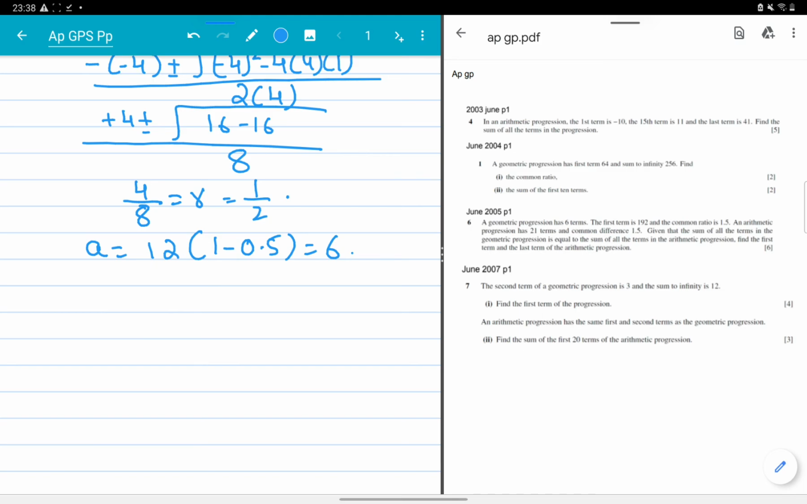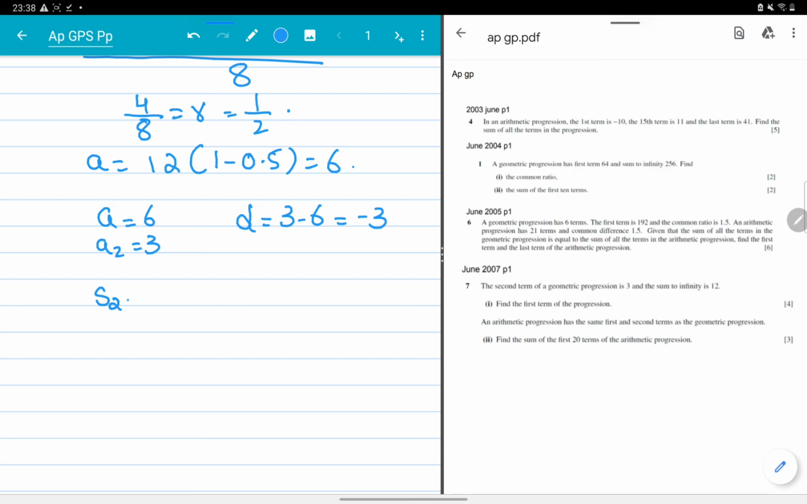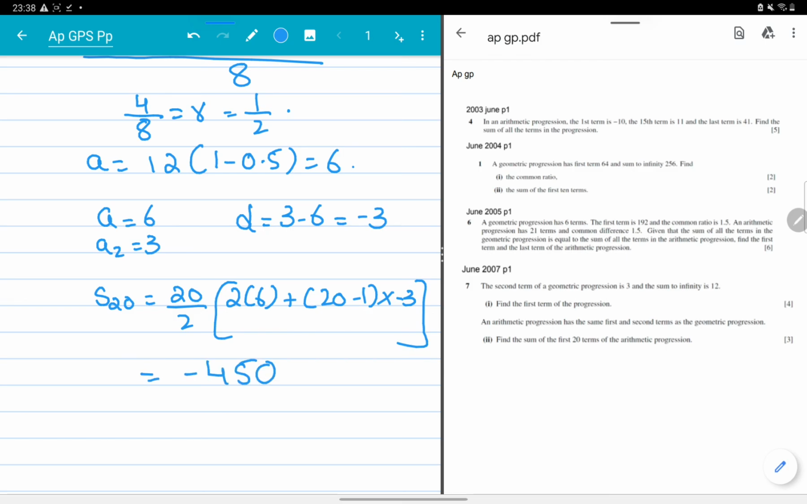The arithmetic progression has the same first and second term as the geometric progression. Okay, so yeah, we were doing right. So our first term of GP is 6 and our second term of GP is 3. First term of AP is 6 and second term of AP is 3. So the common difference will be second minus first, which is minus 3. So now we can use the formula to find the sum of 20 terms. It will be n over 2 times (2a plus (n minus 1) times d), with d equal to minus 3. So our final answer will be minus 450.